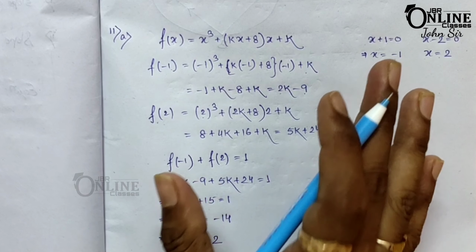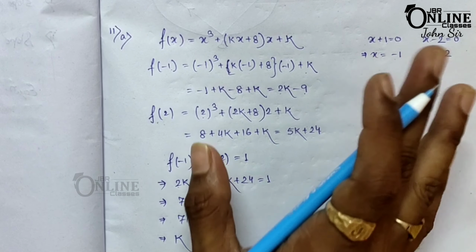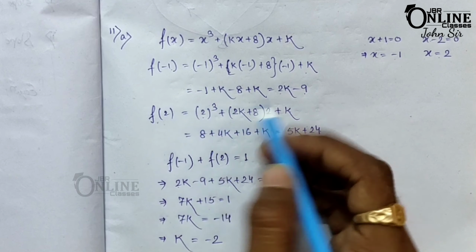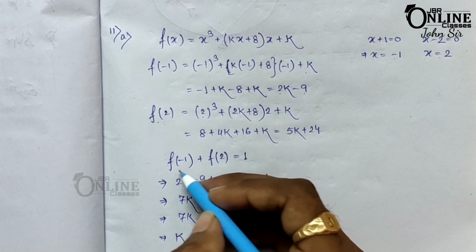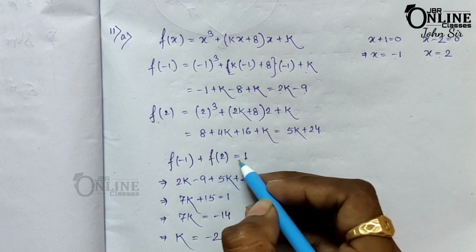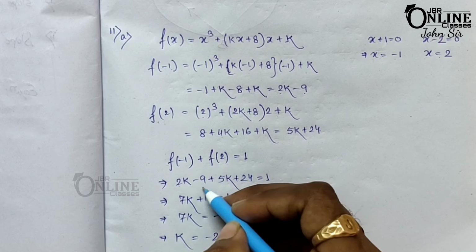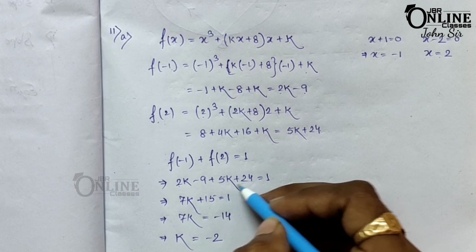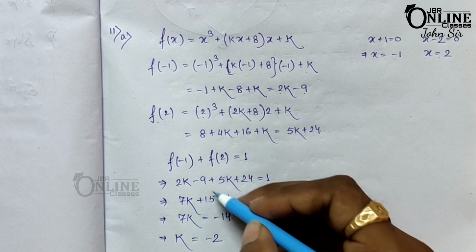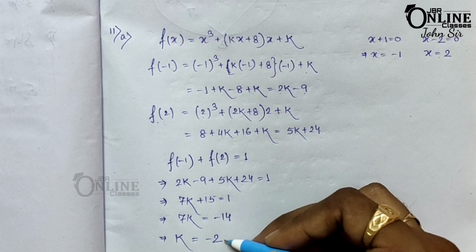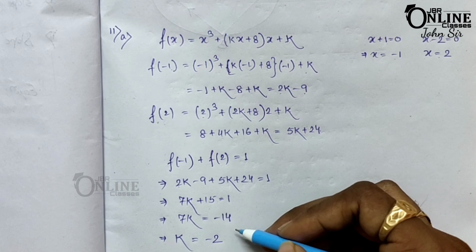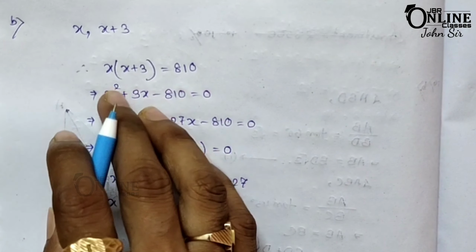Now you know that the sum of remainders equals 1. Okay, so here the sum of the remainders are 2k minus 9 and 5k plus 24. So write down here f(minus 1) plus f(2) equals 1. So put the values 2k minus 9 plus 5k plus 24 equals 1, and from that equation you can easily find the value of k, and that equals minus 2. That is the answer. Next, 11b.